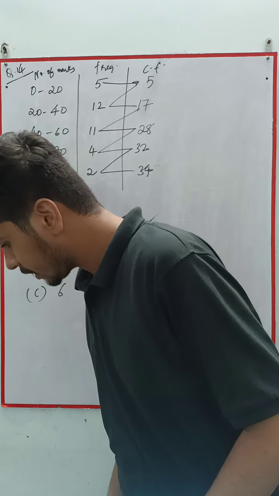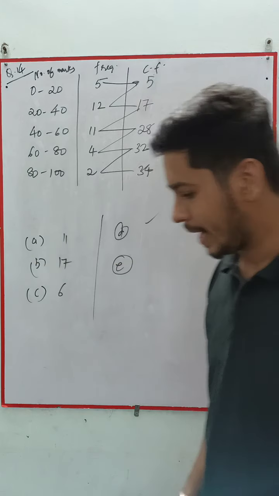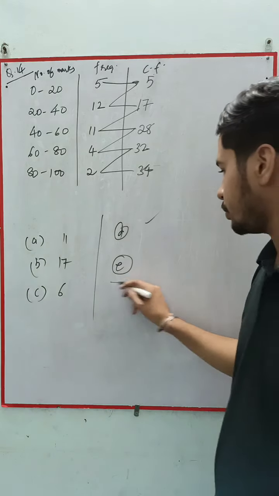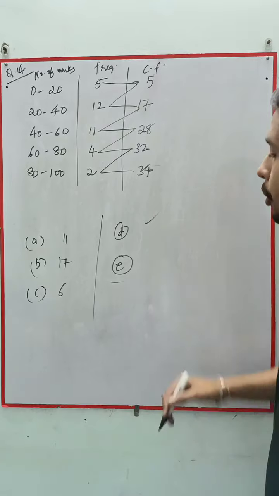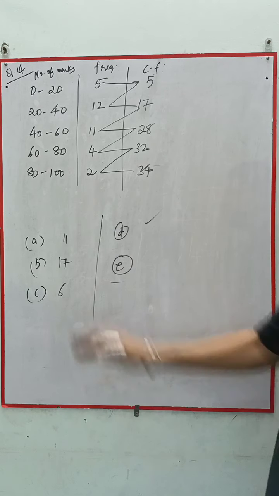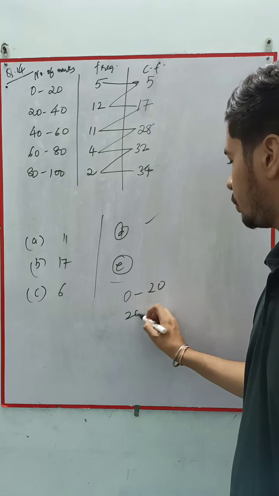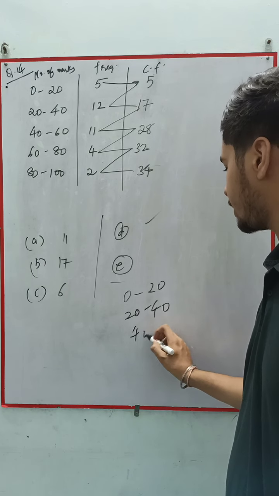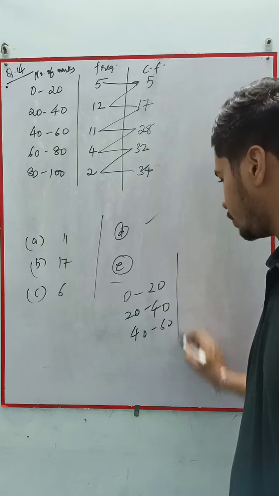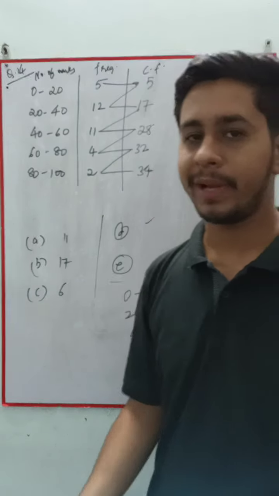Then E1, change the table with non-overlapping class intervals. So we need to change the table with the non-overlapping class interval. These are the class intervals we have: 0 to 20, 20 to 40, 40 to 60. So we need to change this into the non-overlapping class interval.